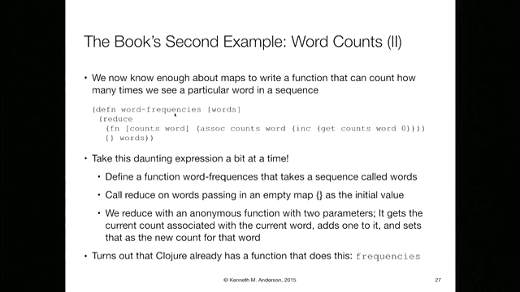We're going to pass that list to word frequencies. And actually, down here at the very last line, that's not true. Turns out that Clojure already has a function that does this called frequencies. So we'll use frequencies moving on. But here's an implementation of it.